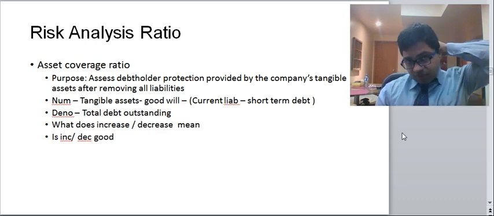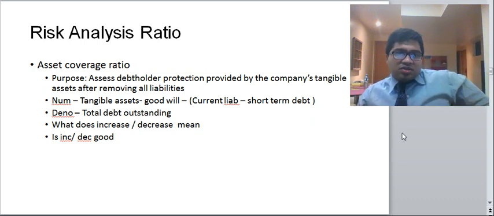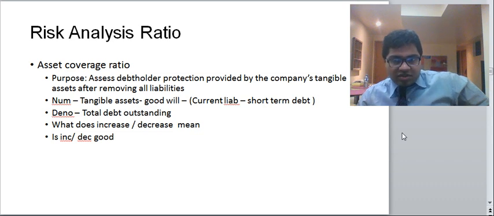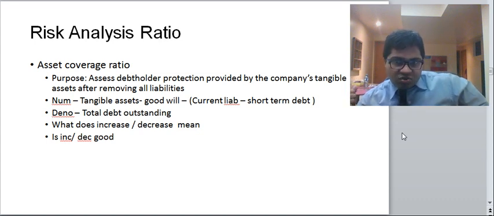So the next ratio in risk management, the first ratio is asset coverage ratio. So purpose of this ratio is to assess the debt holders' protection provided by company's tangible assets after removing all liability. So simply put, it means how much asset you have to pay your debt. If the company closes down, can all debt be paid? That is what we are looking at, because you will use assets to pay off debt when you cannot make debt payments through your earnings. So do you have enough assets to pay your debt?